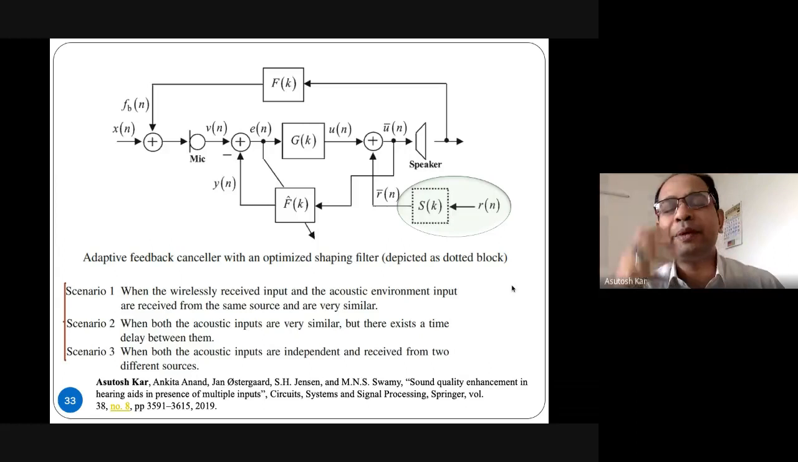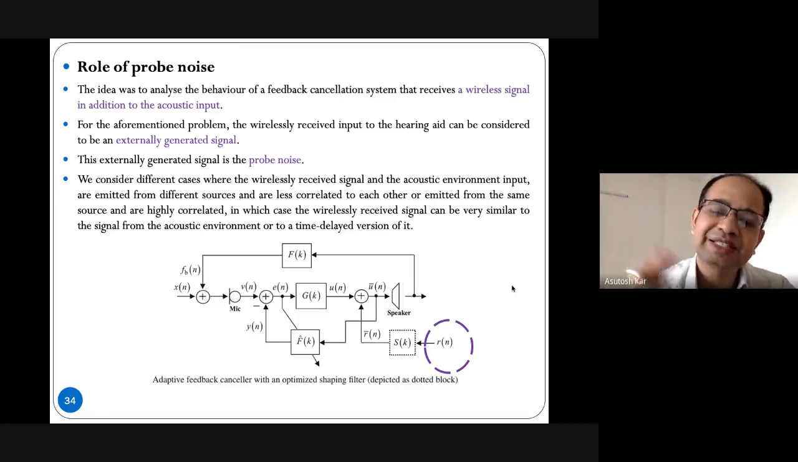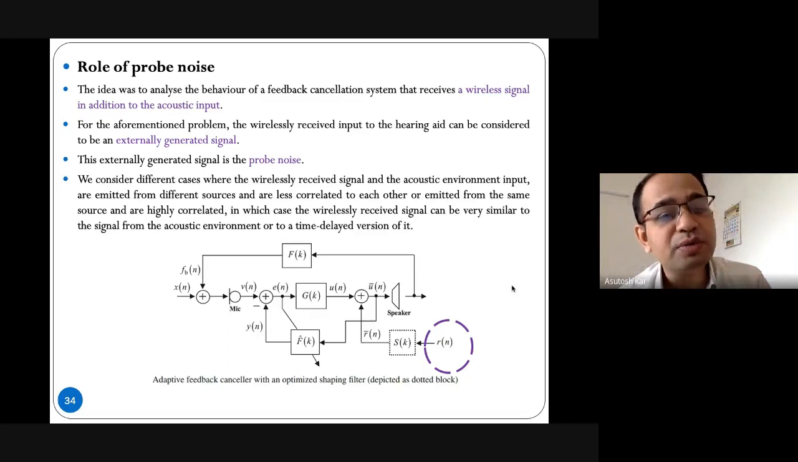Let me go to the next slide. Here, this is the foundational approach we went for. The probe noise, which was used for decorrelation and feedback cancellation, we now use to collect the signal which we receive over the wireless medium. I'm repeating: till now we were discussing that the probe signal is used to reduce the correlation and the biasing. But here, the role of the probe was changed. So the probe noise over here is not a noise. It is actually the externally generated signal which we receive over the wireless medium.